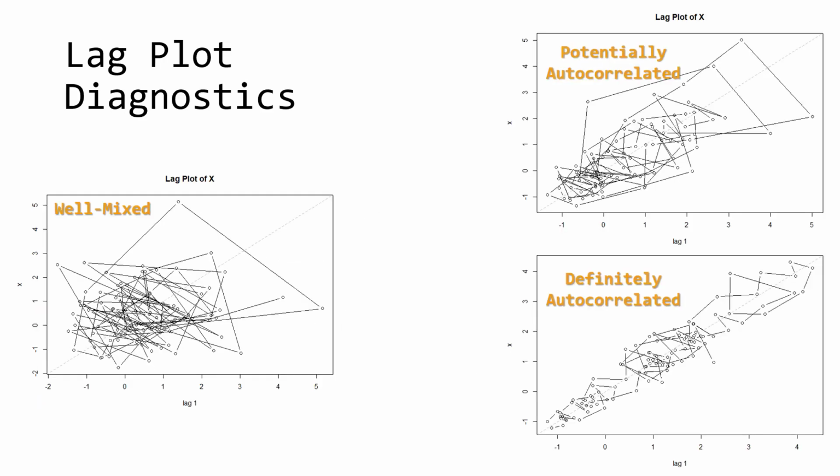Here are some patterns that you might see in a lag plot. The lower left is still our well-mixed case, which indicates low autocorrelation. The upper right plot starts to cluster along that one-to-one line, which is a sign that the data are potentially autocorrelated. The data in the lower right cluster tightly along the one-to-one line, which is an indication that they are definitely autocorrelated. When you look at that plot, you could see how you might be able to guess its successive values for this dataset by looking at the previous one. This is actually the basis for autoregressive time series models.